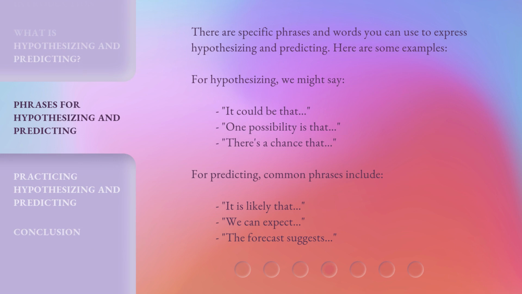There are specific phrases and words you can use to express hypothesizing and predicting. Here are some examples. For hypothesizing, we might say, "It could be that." "One possibility is that." "There's a chance that." For predicting, common phrases include, "It is likely that." "We can expect." "The forecast suggests."